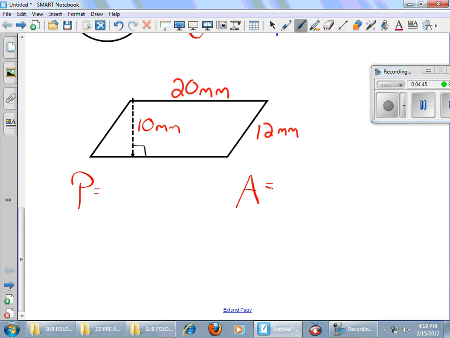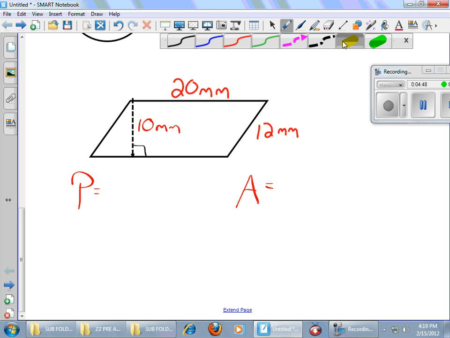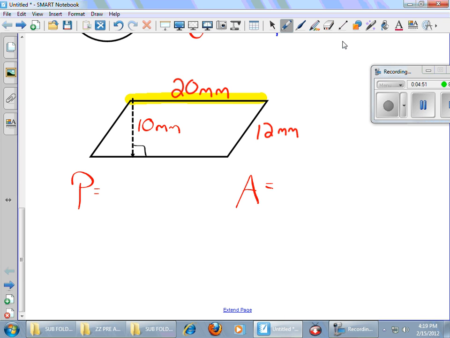All right, let me see. The perimeter would be to take a walk all the way around. Curver knows all about that. If I go 20 and 12, I've gone 32, another 20 would be 52, and another 12 would be 64. So it looks like I've gone 64 millimeters, right?